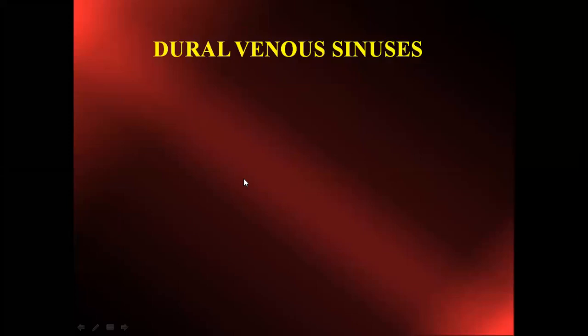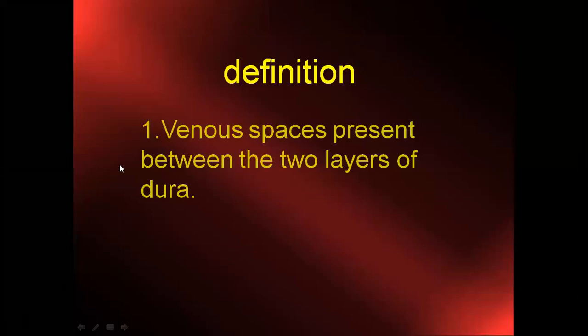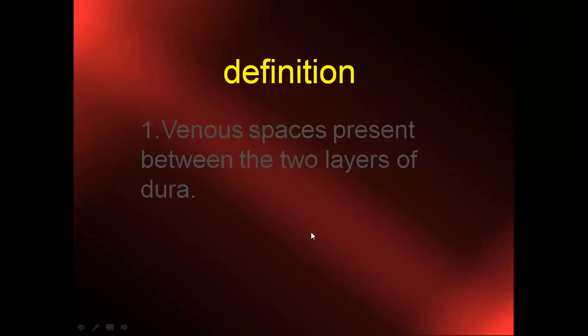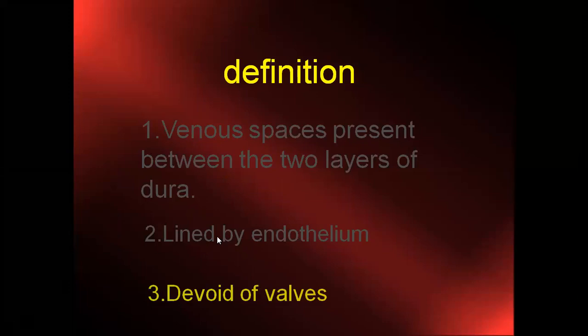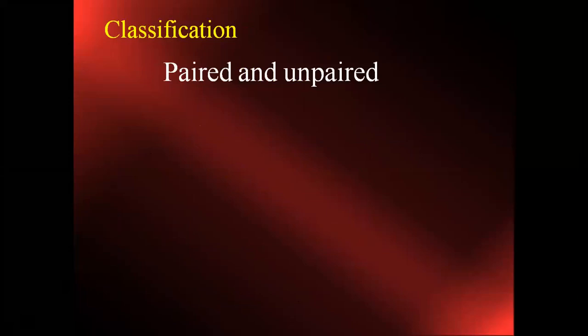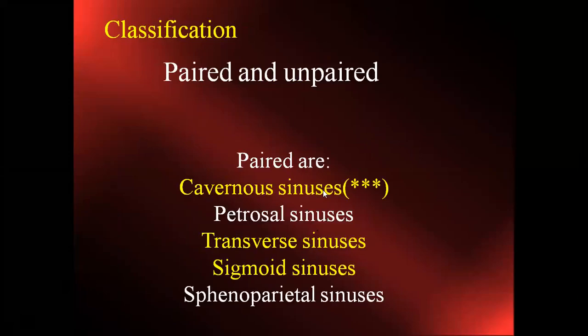Now let us see the dural venous sinuses. These are the venous spaces between the two layers of dura. What are those layers? The endosteal layer and the meningeal layer. Okay. So obviously, unlike other blood vessels, they are lined by endothelium and are devoid of valves. Then classification. Dural venous sinuses have been classified as paired and unpaired.